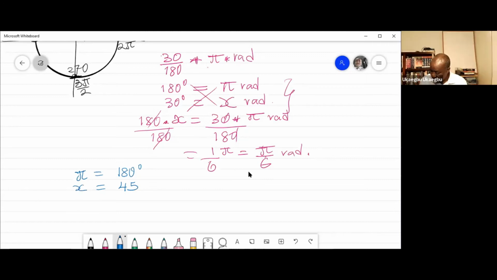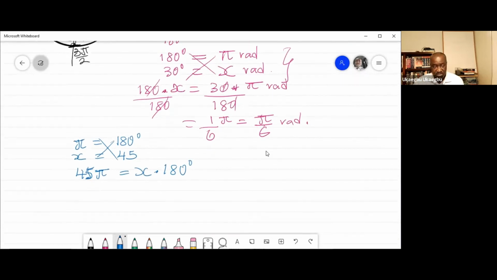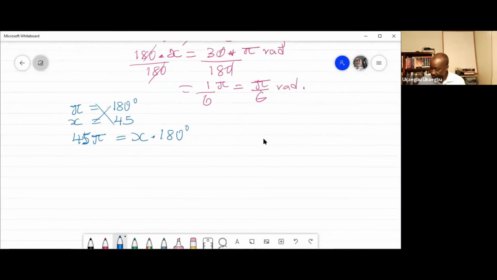Okay, so this is another way. You just flipped it, you just exchange this. So you're going to have 45 pi is equal to x times 180 degrees. And then we are solving for x, which means you have to divide both sides by 180. So divide by 180, divide by 180, and this crosses out this side, and then all you need to do is to simplify the left side. So 45 divided by 45 is 1, 180 divided by 45 is 4. So whoever got pi over 4 is correct.